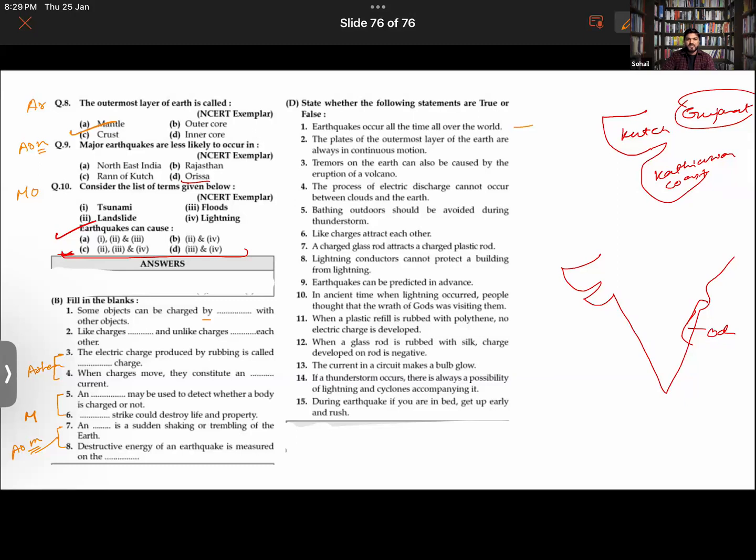Question number 5: bathing outdoors should be avoided during thunderstorms. True, sir. Like charges attract each other. Obviously, false. A charged glass rod attracts a charged plastic rod. Moz, is the statement true or false? Statement number 7, is that true or false? True, sir.